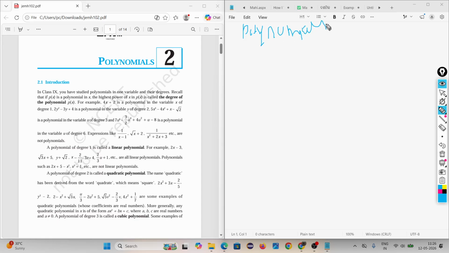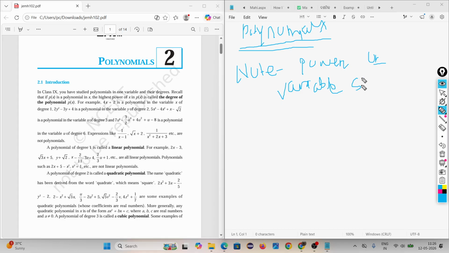Polynomial has the same definition as algebraic expression, but the main difference is power. The power of a variable should be a whole number. Power of a variable, not constant. The power of a variable should be a whole number.